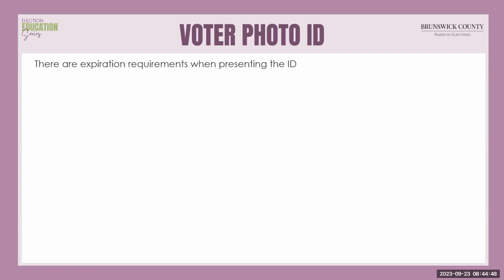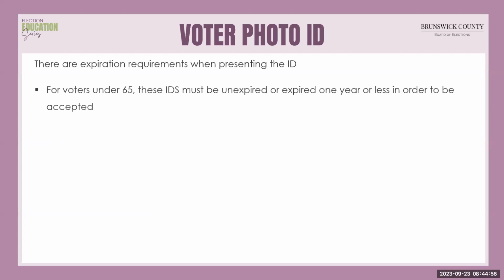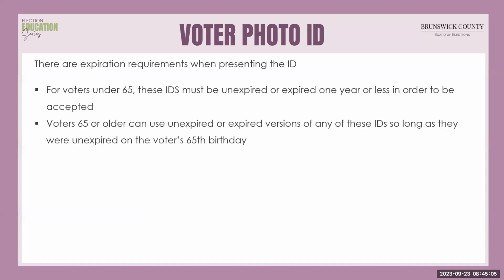In addition to providing an acceptable form of ID, the ID will need to meet specific expiration requirements. For voters under 65, the IDs I recently mentioned will need to be unexpired or expired one year or less in order to be accepted. For voters 65 and older, their ID can be expired as long as it did not expire prior to their 65th birthday.